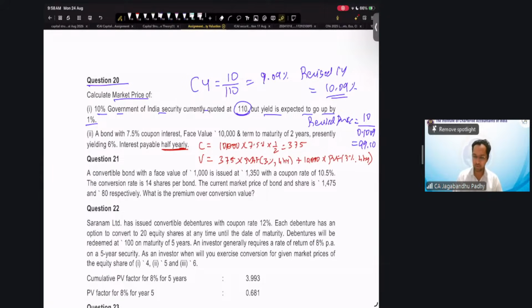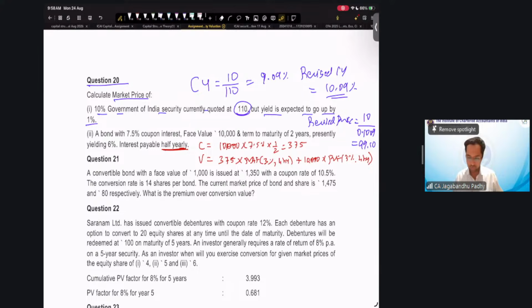So you can simply carry out this calculation. Remember, this is a half yearly bond, so we are just dividing the yield and coupon by 2. Had it been a quarterly bond, it would have been divided by 4. Okay, so you can quickly check the answer for this.